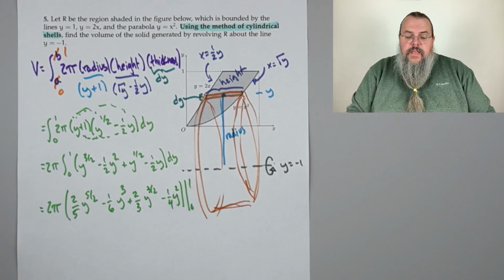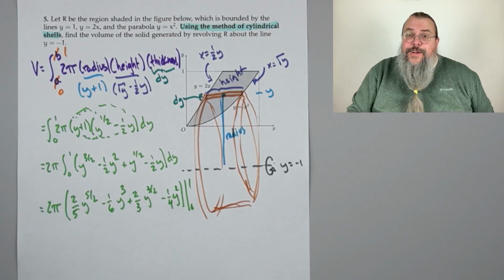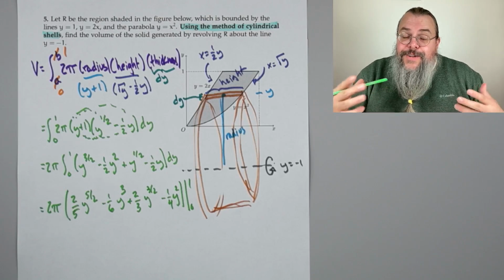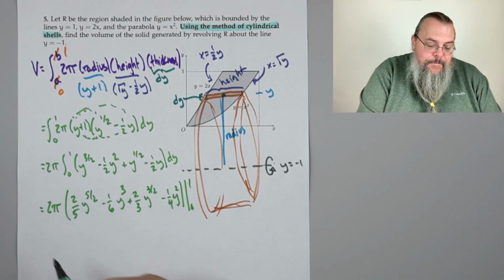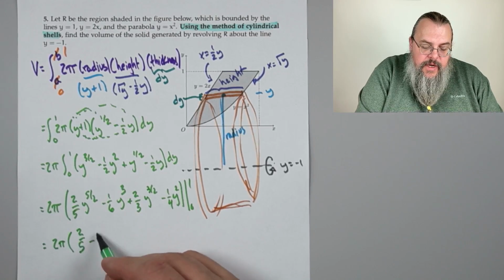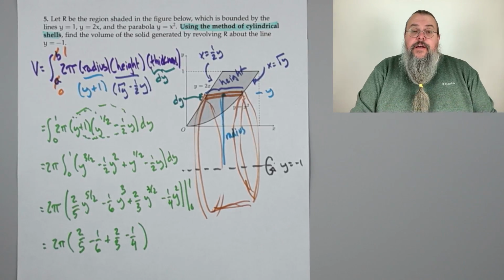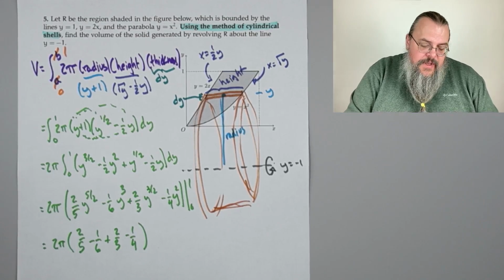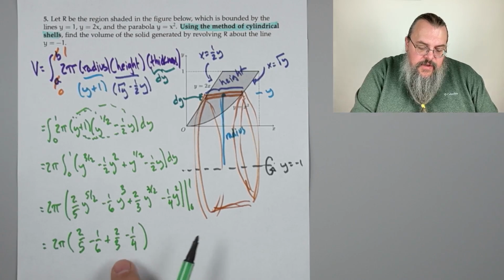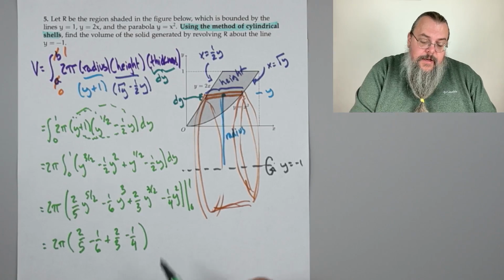Evaluate 0 to 1. Now the good news is 0 is easy. You get 0, 0, 0, 0. And the other good news is 1 is easy, because 1 to any power is 1. Okay, so we have 2 pi times 2/5 minus 1/6 plus 2/3 minus 1/4. And now, well, we're almost done. Okay, what's something that is divisible by 5 and 6 and 3 and 4? 60, right? Yeah, 60 works.